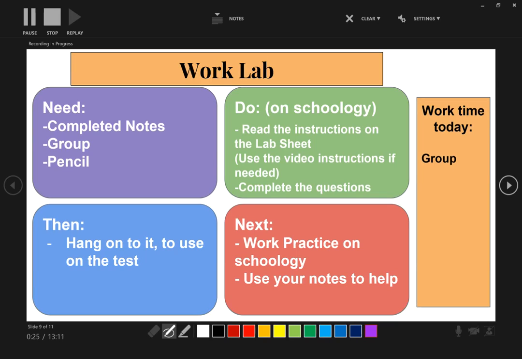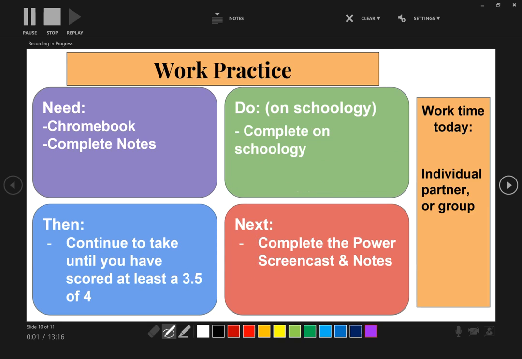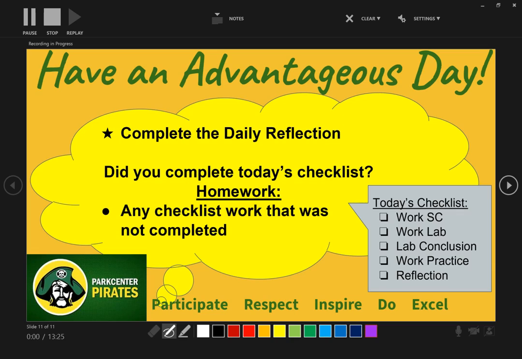And next, you can work on the work practice on Schoology. Use your notes to help. Remember to continue taking that practice until you score at least a 3.5 out of 4. Then, if you still have time, you can work on the power screencast and notes. When the yellow screen comes on, don't forget to do the daily reflection.